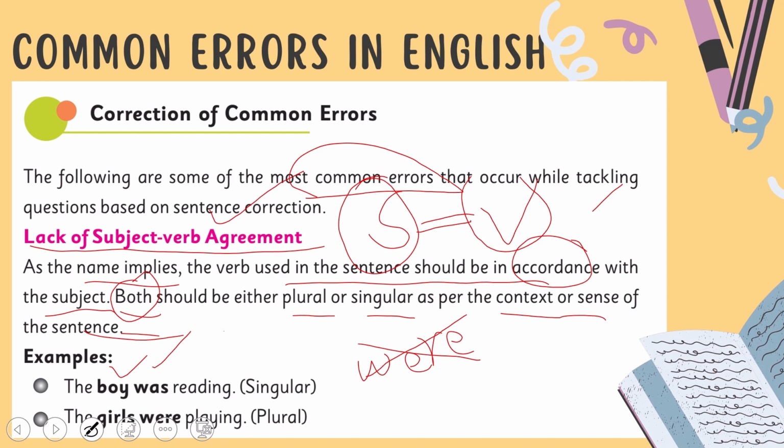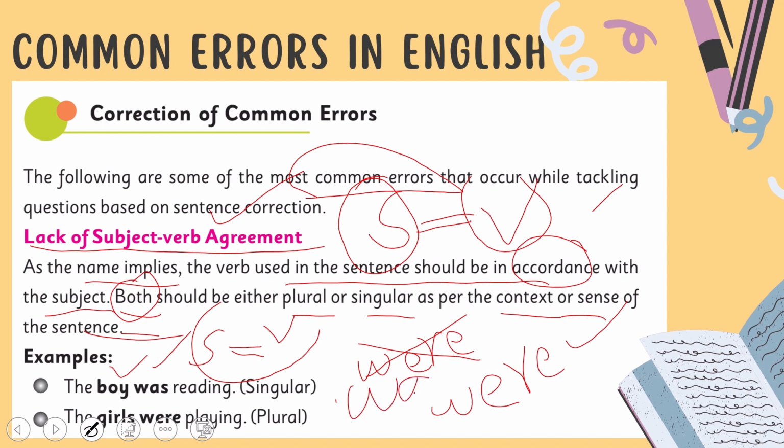So here our subject is agreeing with the verb. They're shaking hands. The girls were playing. Is this right? Yeah. With girls we will use were, because girls is plural, and since this is a past sentence, the girls were playing, past continuous. So if I say the girls was playing, will it be right?